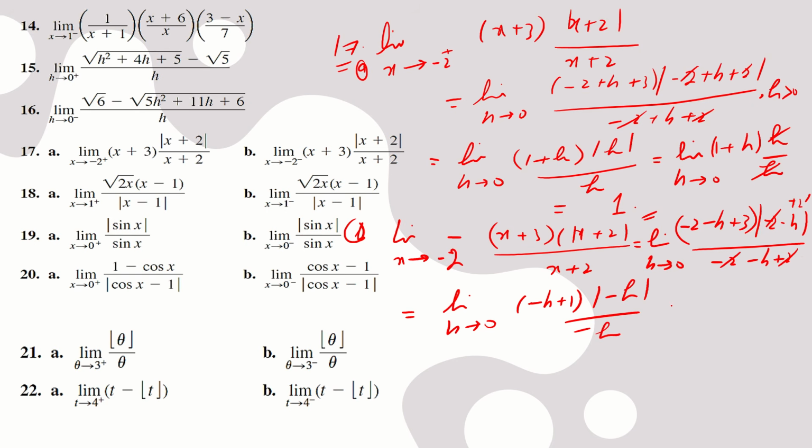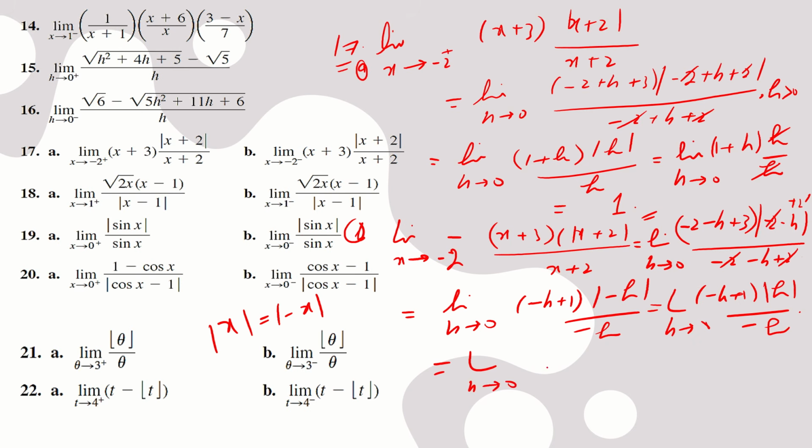Now h is positive, so we know that this is a rule that absolute of x is same as absolute of minus x. So absolute h and absolute minus h will be same as well. So you would write minus h plus 1 into absolute h divided by minus h. So limit h goes to 0 of minus h plus 1. This will become h divided by minus h. So we cancel these two together, and in this case we have minus 1.